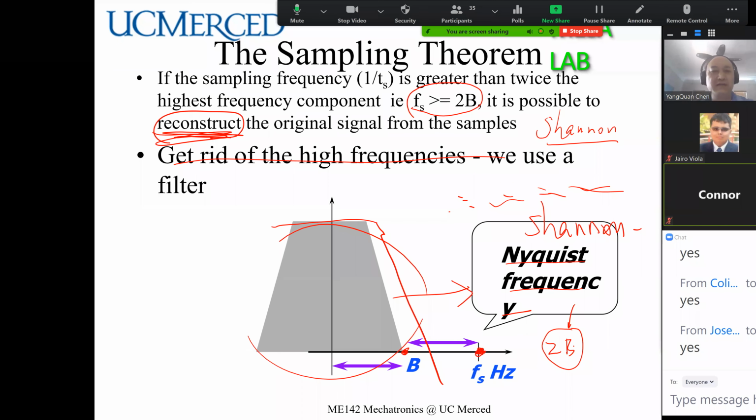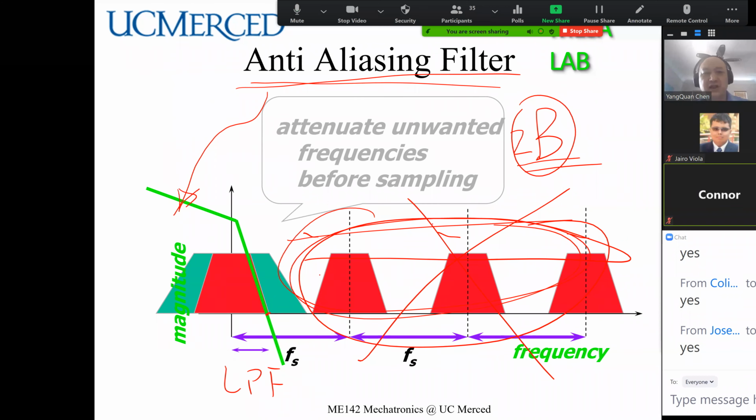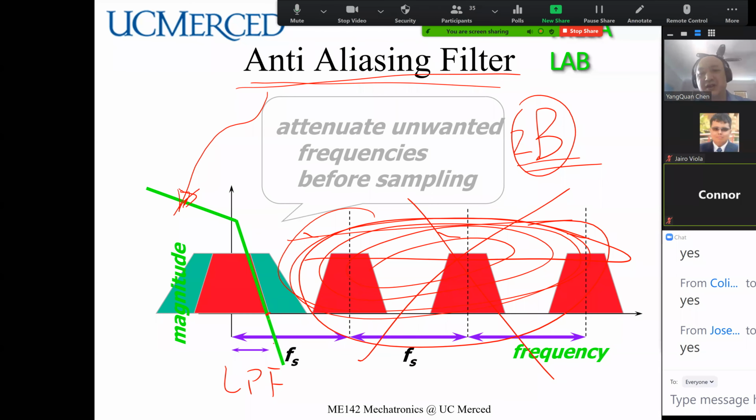So you can get rid of all those duplicated high frequencies by using a low pass filter. With this low pass filter, anything beyond this can be canceled out. So we put this anti-alias filter in here. This is a low pass filter. Before you sample, you put a low pass filter in here. Then it's called anti-aliasing.